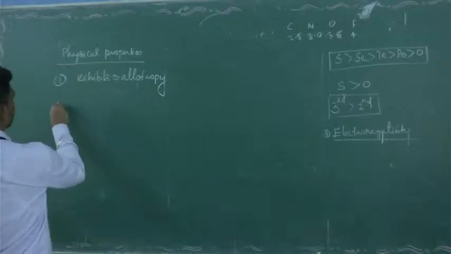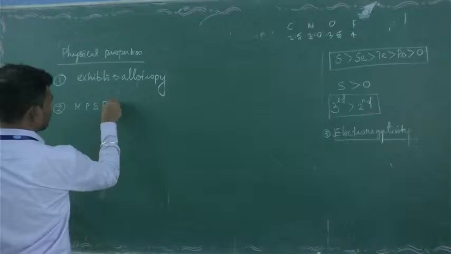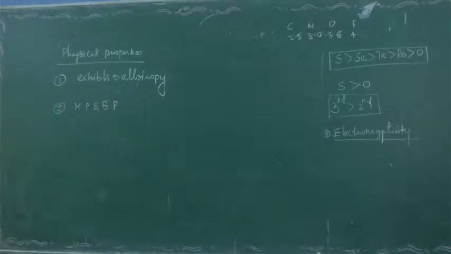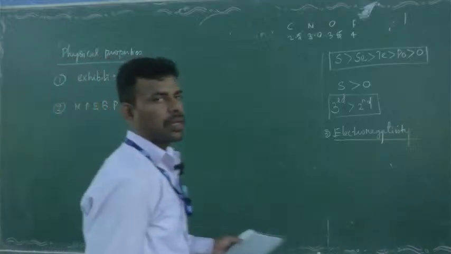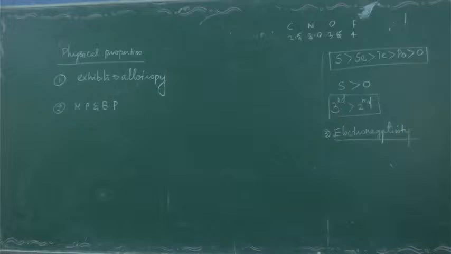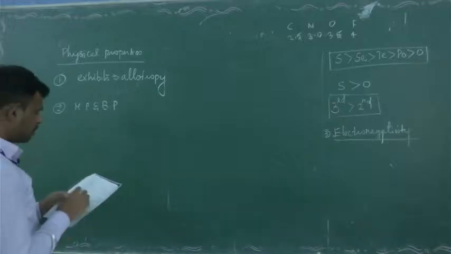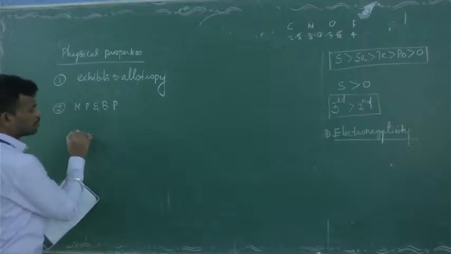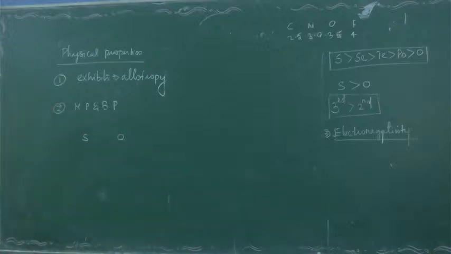Second point: melting and boiling point. Melting and boiling point increase with increasing atomic number. Down the group, melting and boiling point increase. But there is a catch. For example, in the case of sulfur and oxygen, generally down the group it is going to increase.